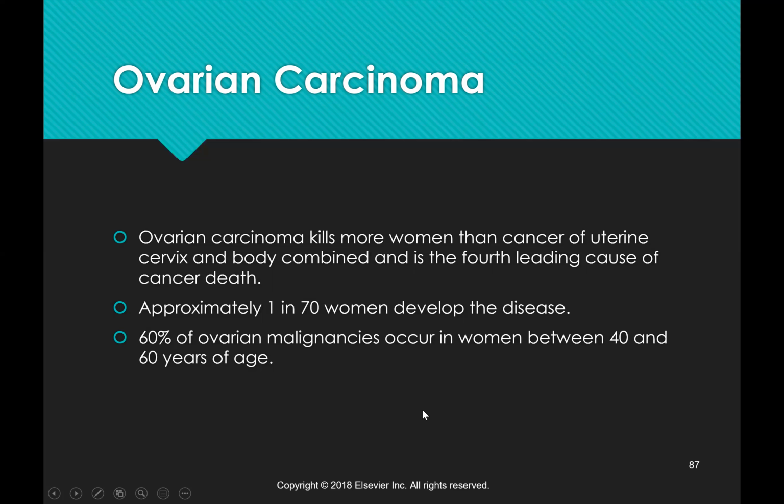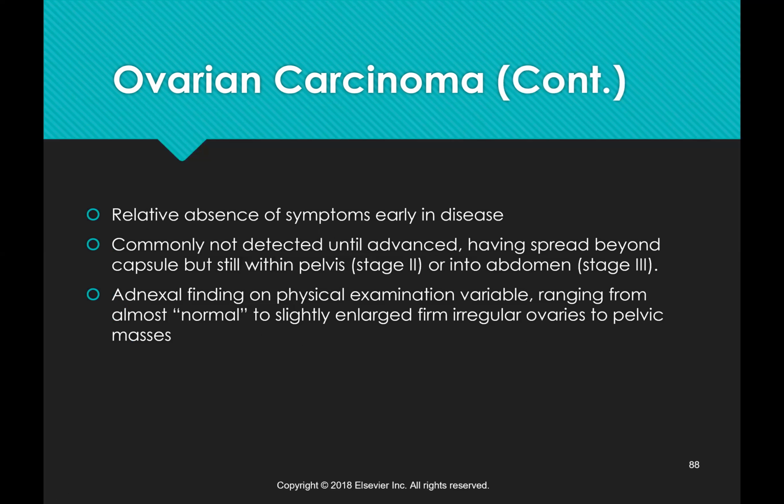So why does it kill more people? They call it the silent killer because there is an absence of symptoms early on in the disease. You don't even know that you have ovarian cancer until it's probably in the pelvis at stage 2 or stage 3, and by that time, it metastasizes so quickly. Stage 3 ovarian cancer does not have a very good prognosis at all.